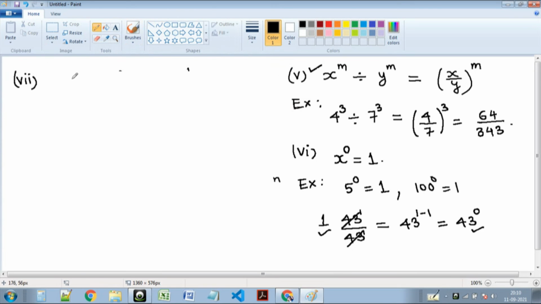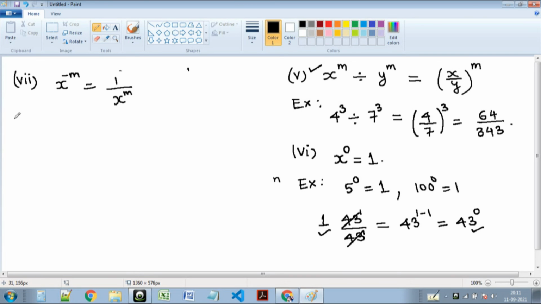Now this law says that if any variable, just suppose x to the power minus m is there. What is the speciality about this? Here the power is having the negative, right? So whenever any variable or any number is having some negative power or negative degree, at that time to remove the negativity, what we have to do is instead of this minus, we can write 1 upon x to the power m. This is the last law, or you can say the 7th law of exponents, right?